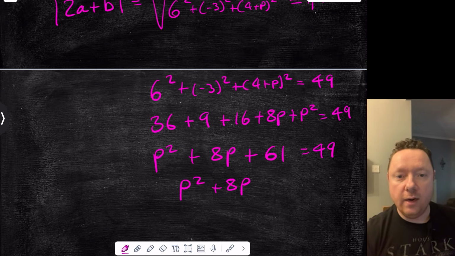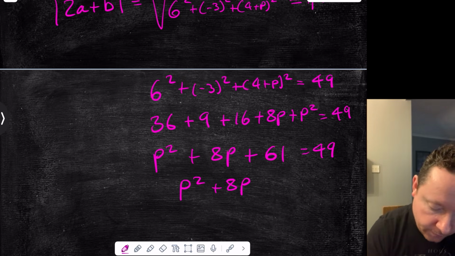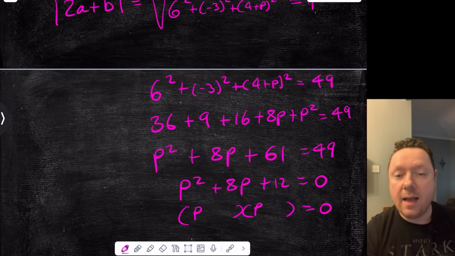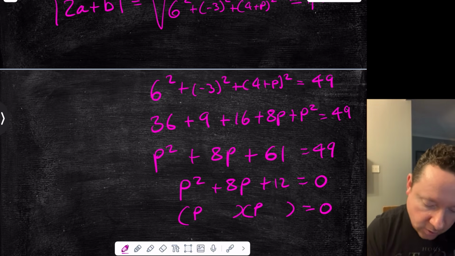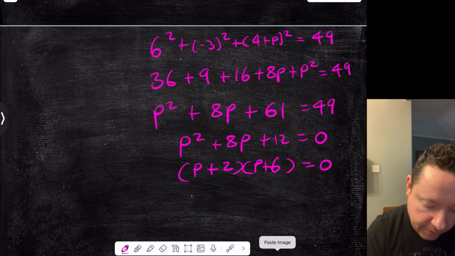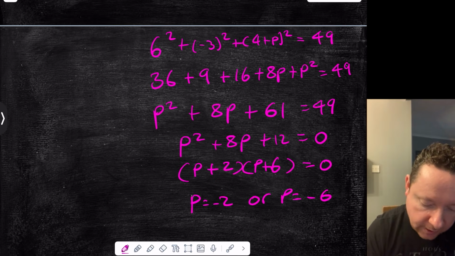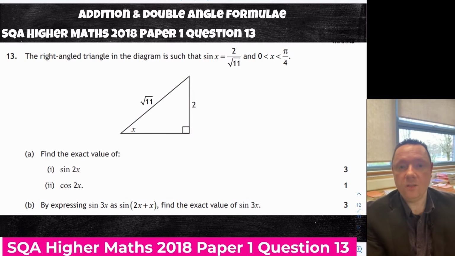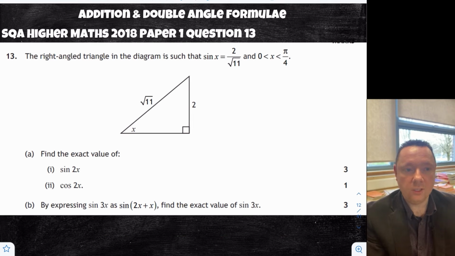61 minus 49 is 12. That equals 0. So hopefully that's factorizable. From National 5 Maths, 2 numbers that multiply to make 12 but add to make 8. That must be 6 and 2, plus and plus. And therefore, p equals minus 2 or p equals minus 6. And we're done there. Higher Maths, 2018, paper 1, question 13, double angle formula and addition formula.